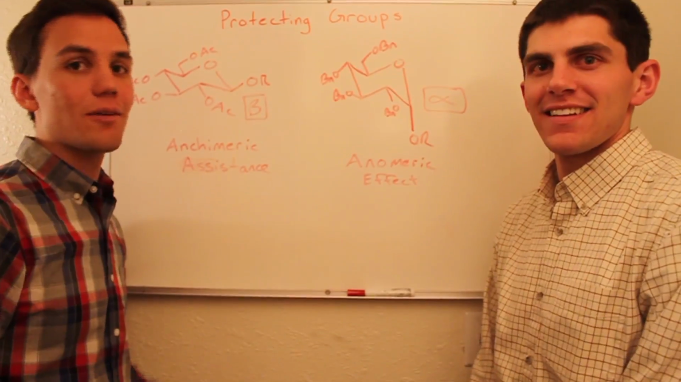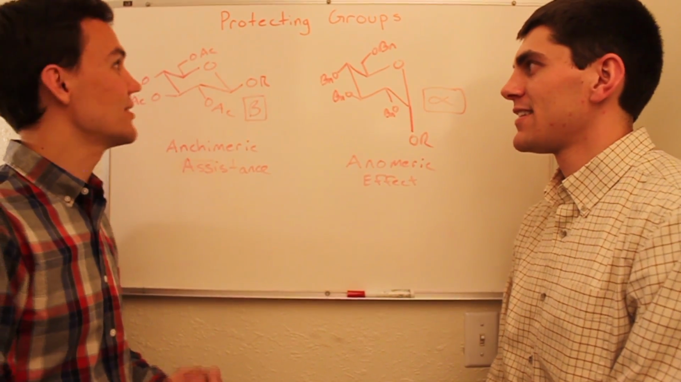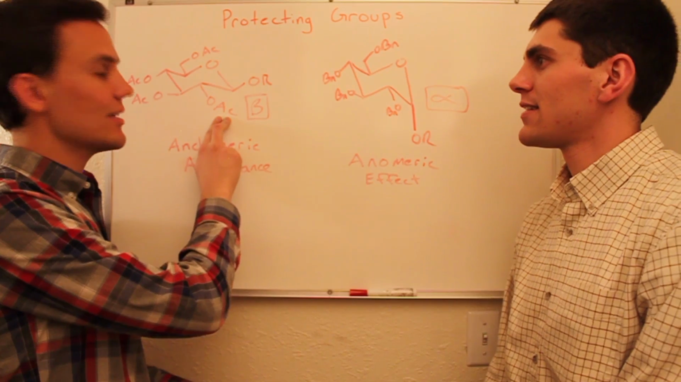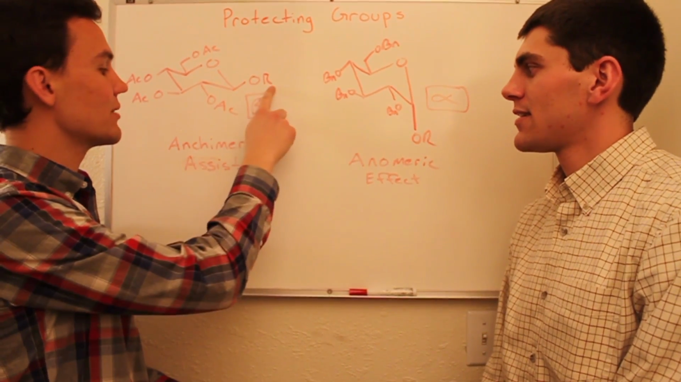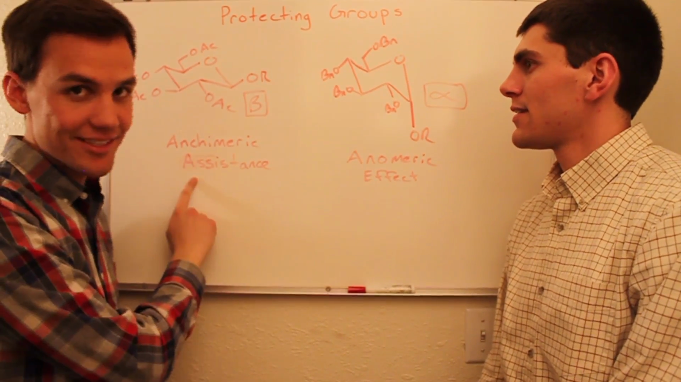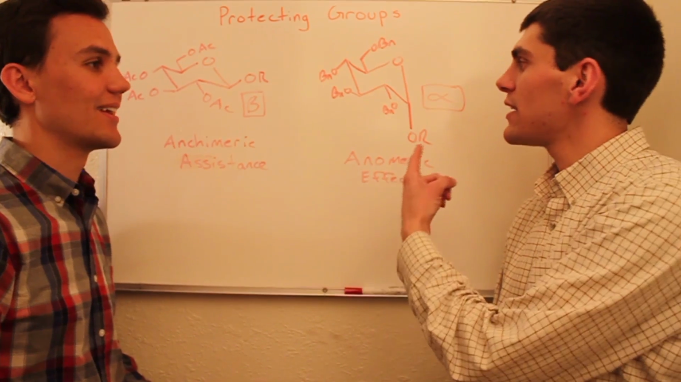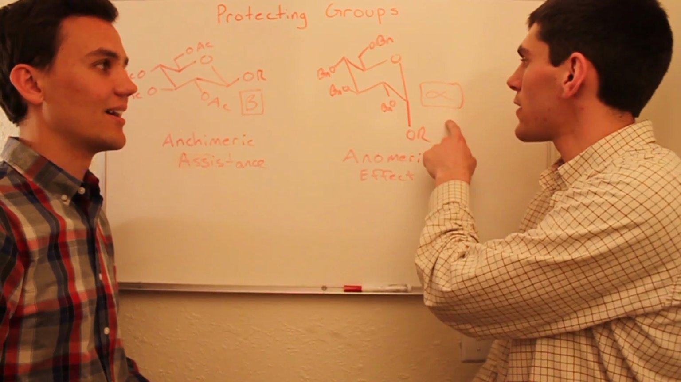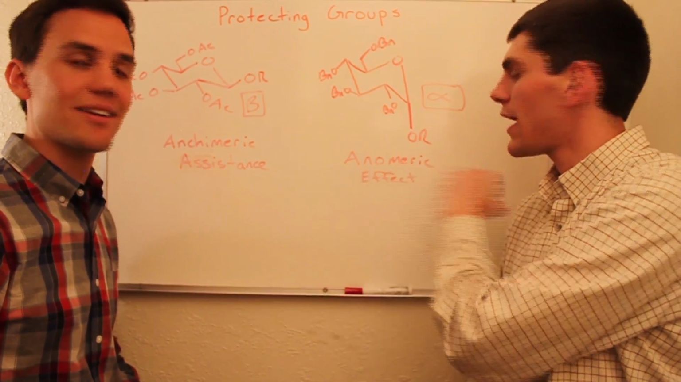Remember that. Alright, so that's everything. In conclusion, again with the acetate esters, we see the beta configuration due to anchimeric assistance. And with the benzyl ethers, we get alpha configuration due to the anomeric effect.